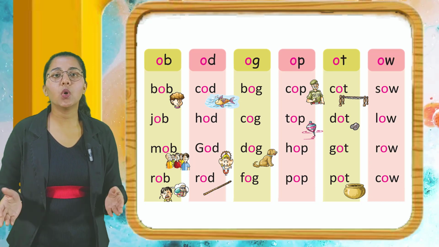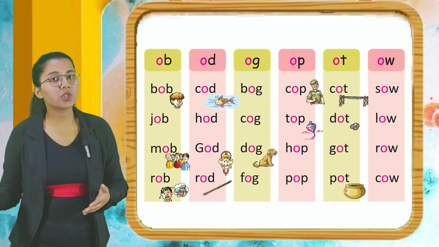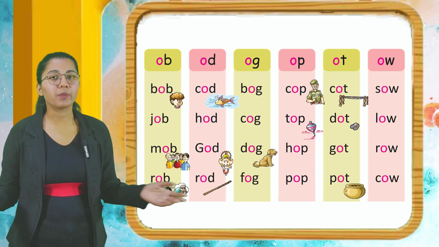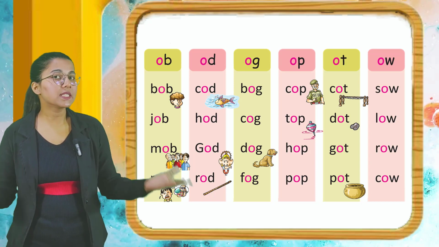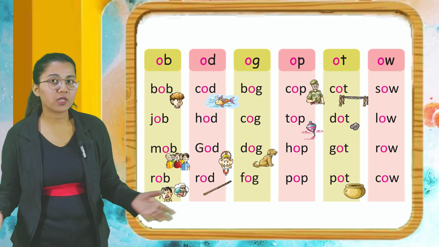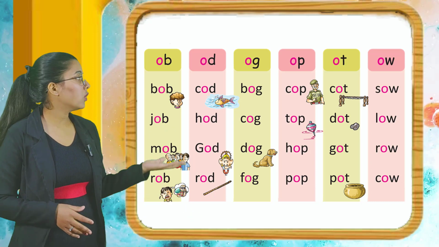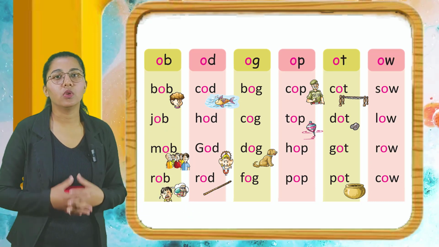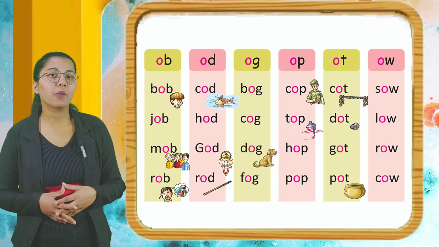Now, words having OP. Cop, top, hop, pop. Now, words having OT. Cot, dot, got, pot. Now, words having OW. So, low, row, cow.